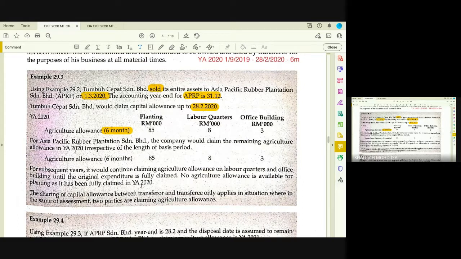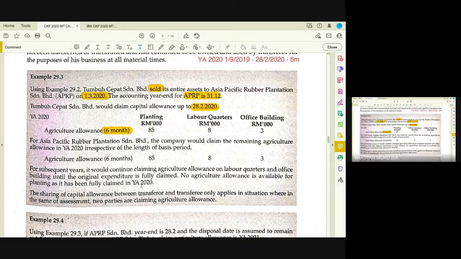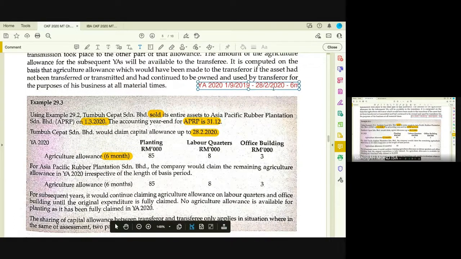So now you have Tumbuh Cepat year end is 31st of August. You have APRP year end is 31st of December. Okay. So what happened is that Tumbuh Cepat sold the asset on 1st March. So for 2020 year end, Tumbuh Cepat only claims for 6 months. Why 6 months? Let's look at Tumbuh Cepat. You start from 1st September 2019 and you sold on 1st of March. So the end of the basis period for the asset is 28th of February 2020. And September, October, November, December, January, February, that is 6 months.